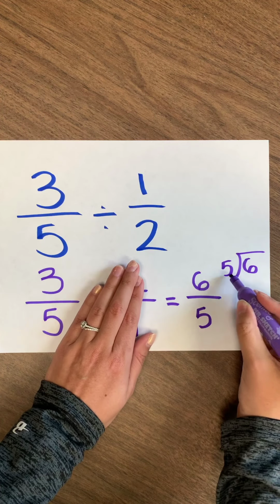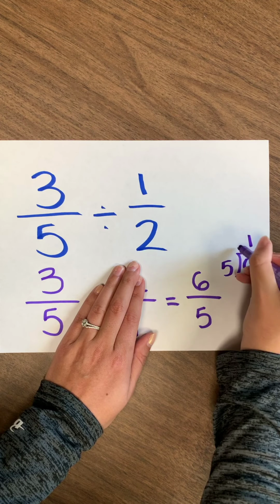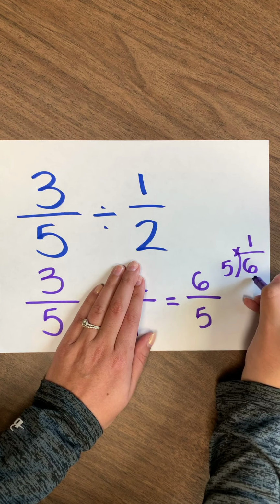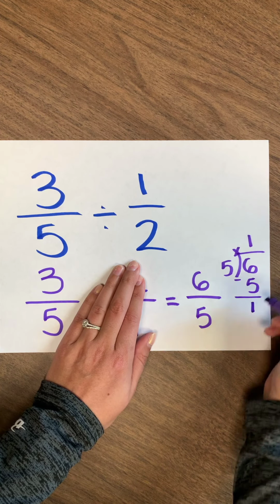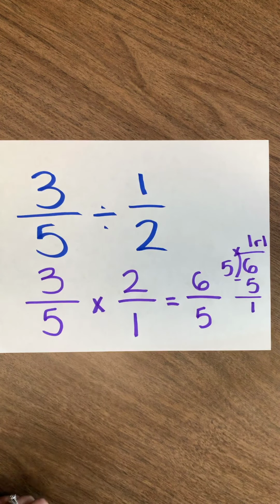How many times does 5 go into 6? One time. 1 times 5 is 5. And then 6 minus 5 is 1. So I end up with a remainder of 1.